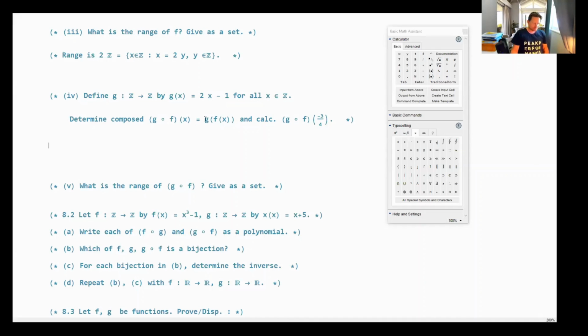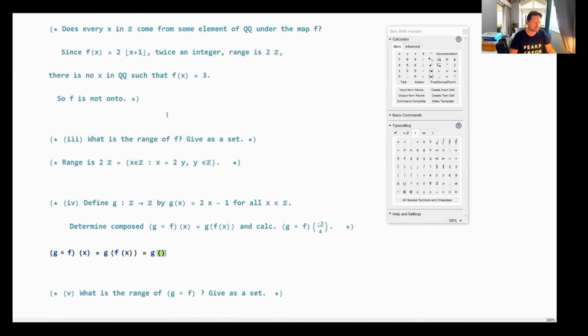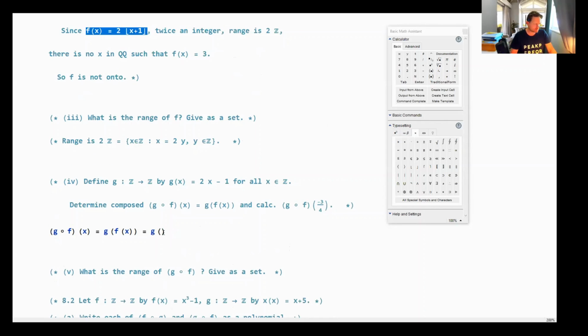Okay, so we'll just take this part right here because we have to find this first. And so this is g of, what is f of x? Hang on. Why do I not have f? Oh, it's up here, isn't it? Okay, f is this one. So I just want this part of it. Great. So it's g of twice the floor of x plus 1. Okay, and now we simplify.